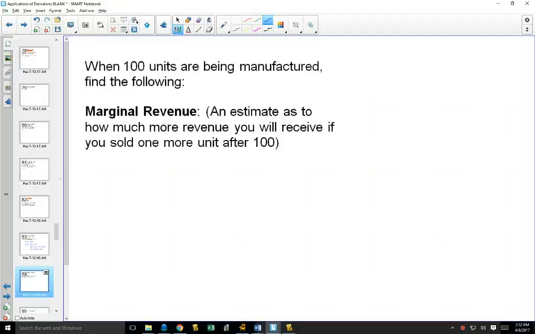So we're going to imagine a situation where 100 units are being manufactured, and we want to find the marginal revenue. Now, marginal revenue is an estimate. So when you take the derivative of your revenue function, and since our revenue function was 80x, the derivative is going to be 80.